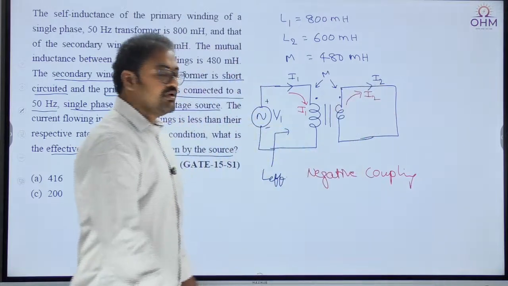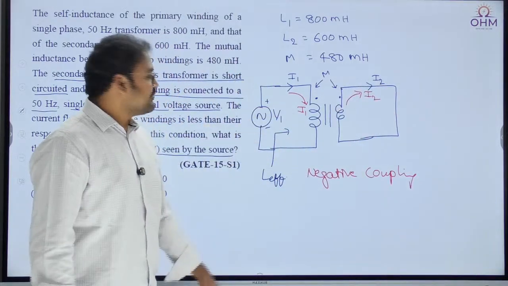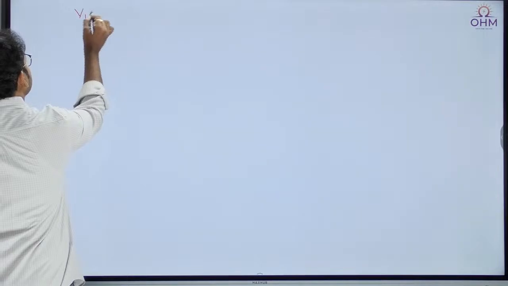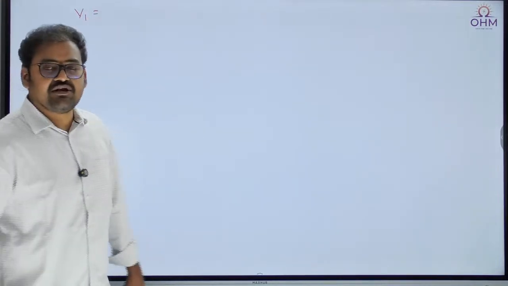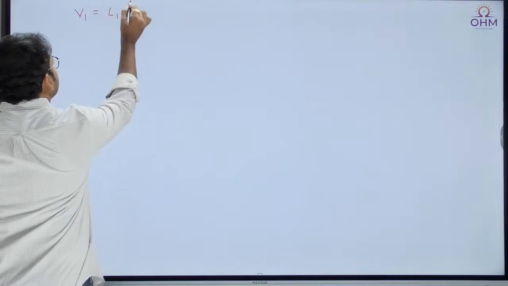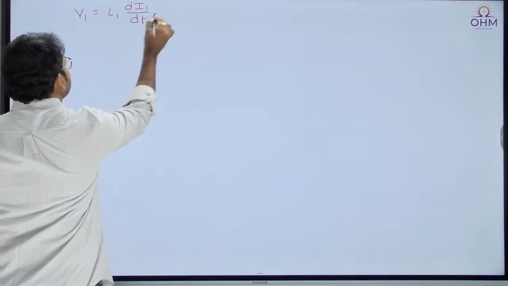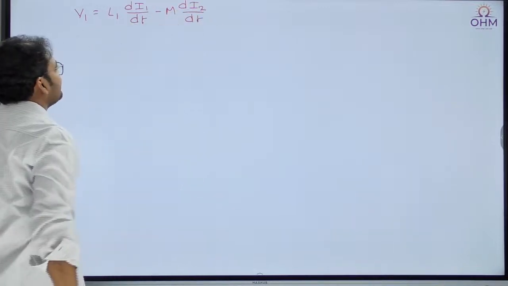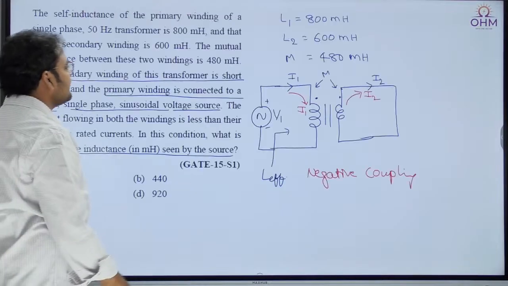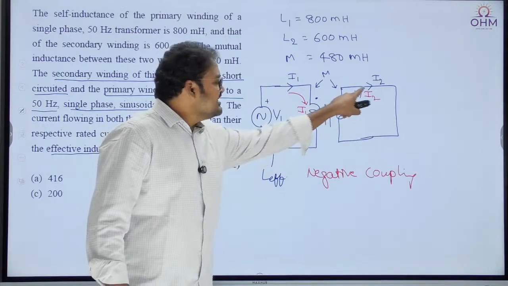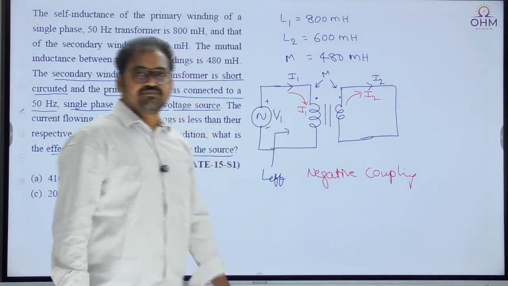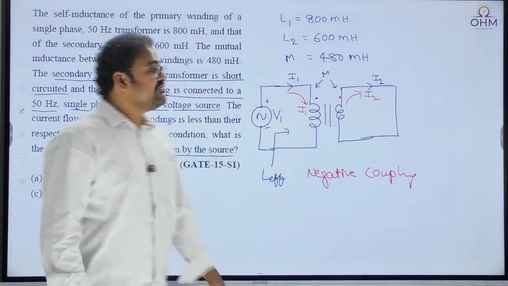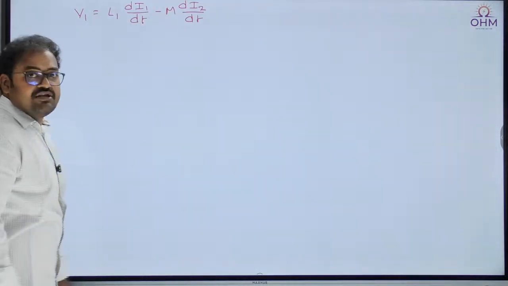the dot polarity. So if I write the KVL equation on the primary side, what will happen? On the primary, the supply voltage was V1. So V1 is equal to, it has a self-inductance already, let us say self-inductance is L1, L1 into dI1 by dt minus M into dI2 by dt. This is self EMF, this is mutual EMF. But for mutual, why am I writing minus M? Because the secondary current was leaving the dot, the primary current was entering the dot. So if entering the dot creates a positive EMF, leaving the dot will create a negative EMF. So this is the primary KVL equation.